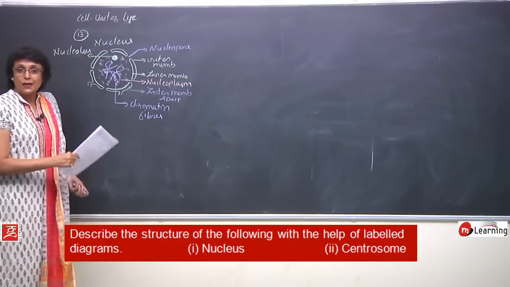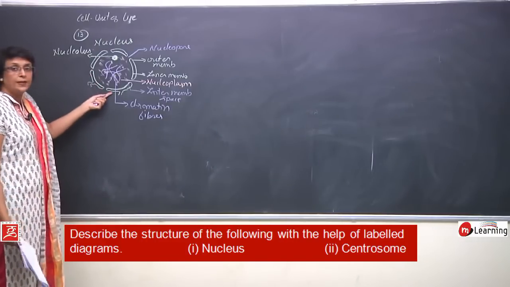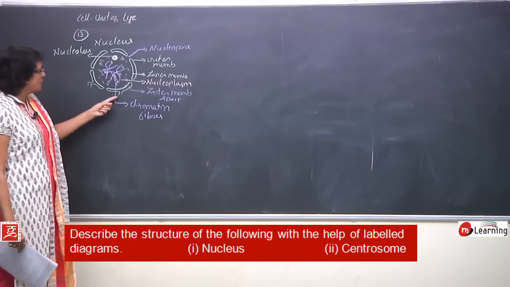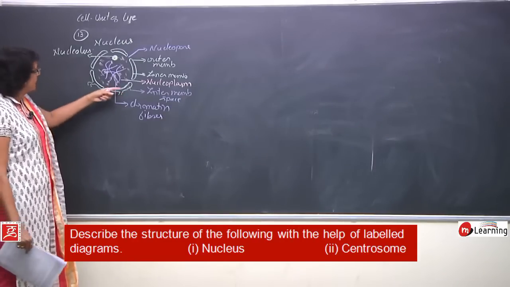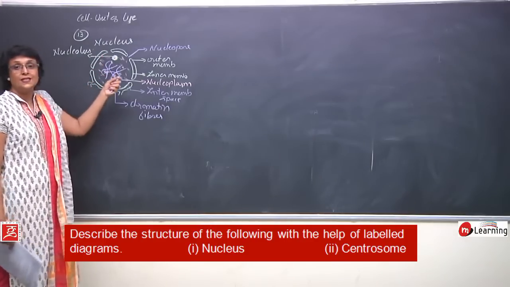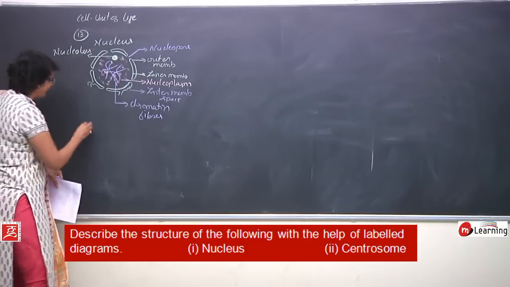Now, we have to describe this structure. So, what all points would be there? That nucleus is a double membrane structure, the outer membrane extends into ER, the inner material is known as nucleoplasm which is rich in enzymes, divalent ions.